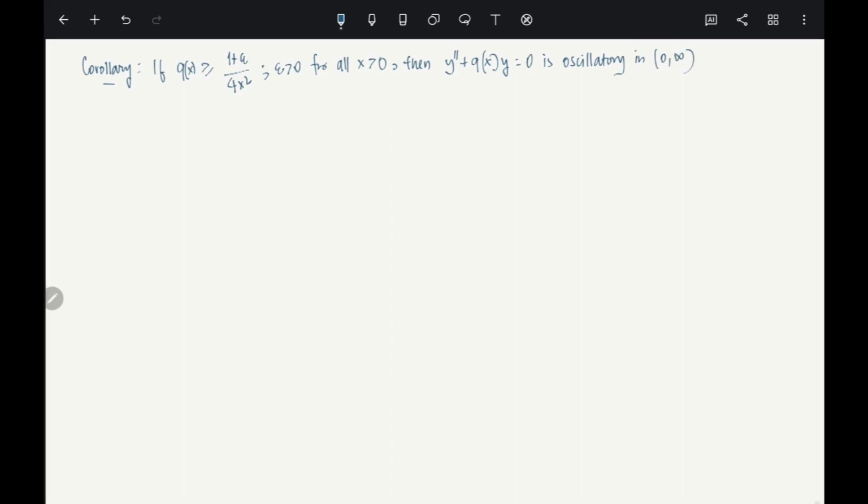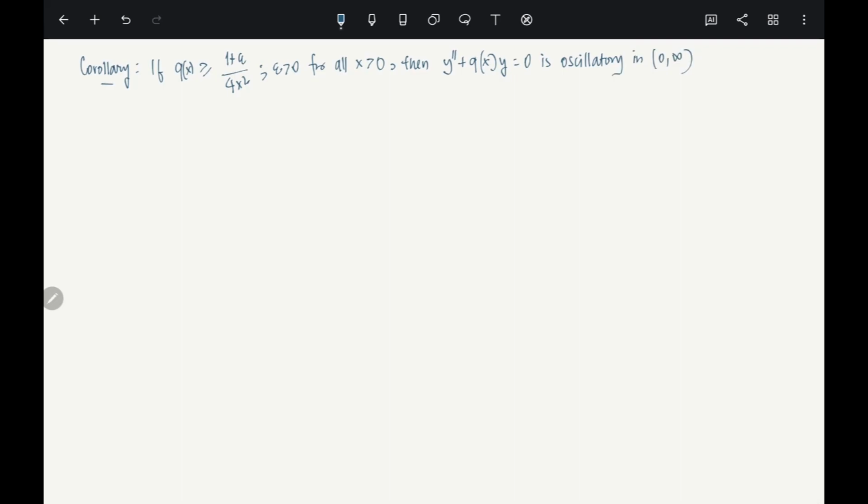So basically what we are trying to prove here is this. y double prime plus q x y equals 0, that's the equation given to us. Can we say whether this equation is oscillatory or not? What is the condition? This gives us the condition that q x has to be greater than or equal to 1 plus epsilon by 4x squared. Where did we get this? Let's look at the proof. I am not going to do the whole proof. I am going to leave some gaps, and I want you to fill those gaps.